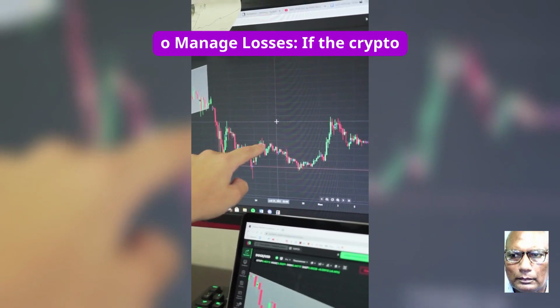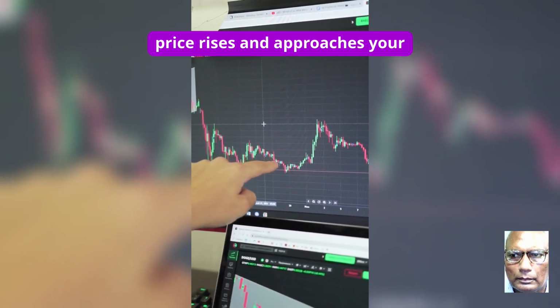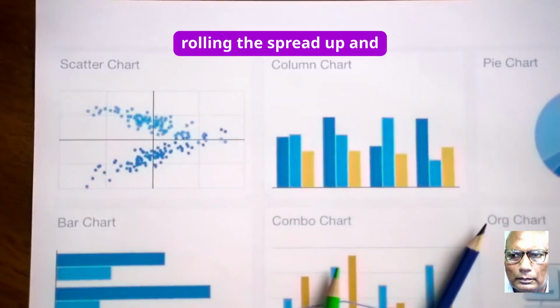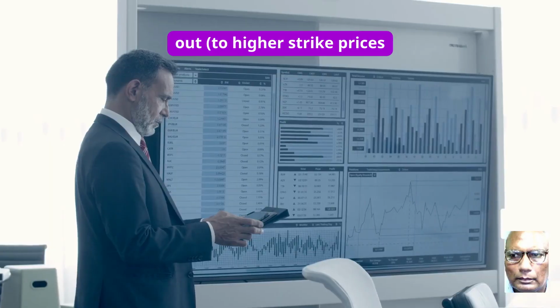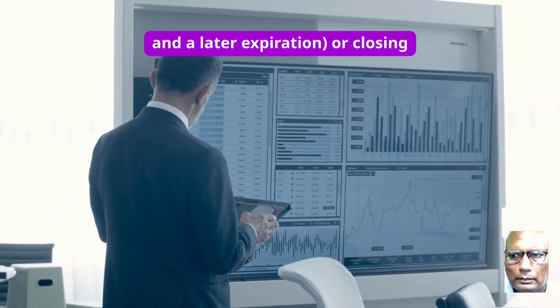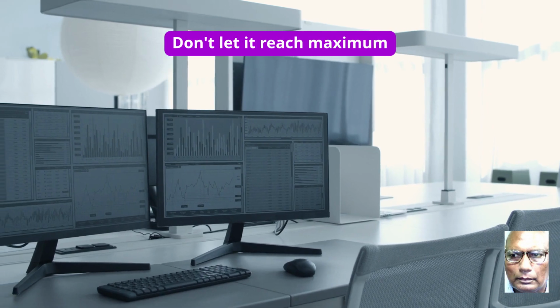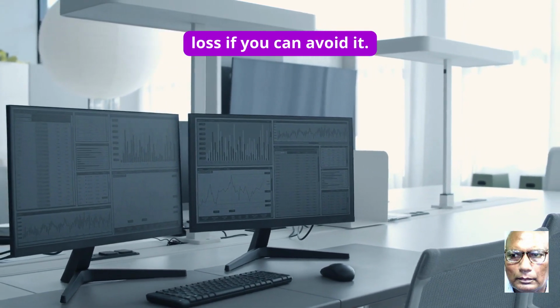Manage losses. If the crypto price rises and approaches your sold strike price, you might consider rolling the spread up and out to higher strike prices and a later expiration, or closing the position to limit losses. Don't let it reach maximum loss if you can avoid it.